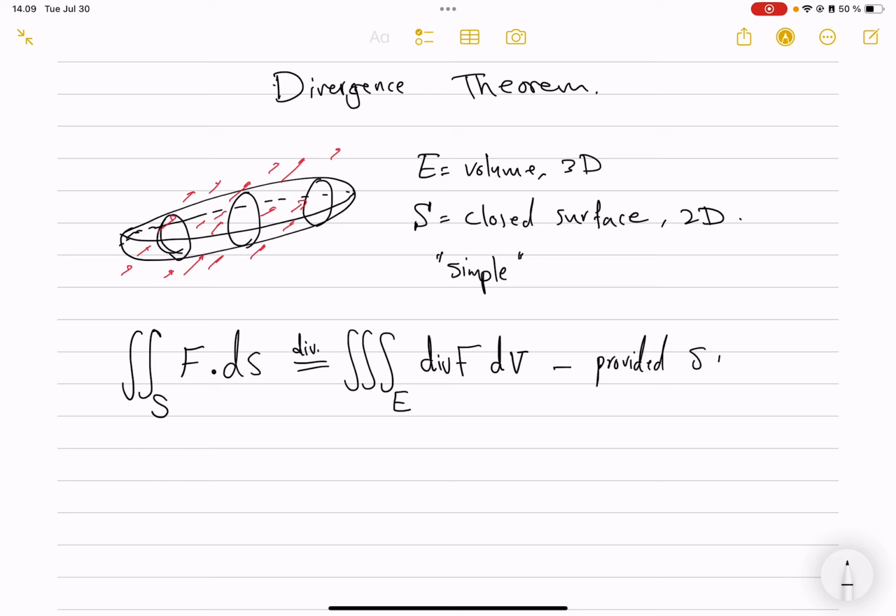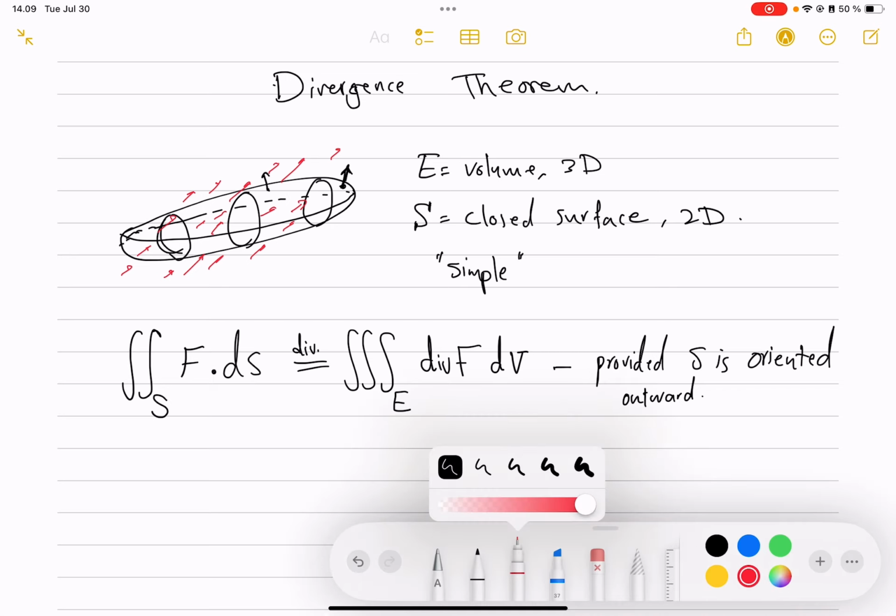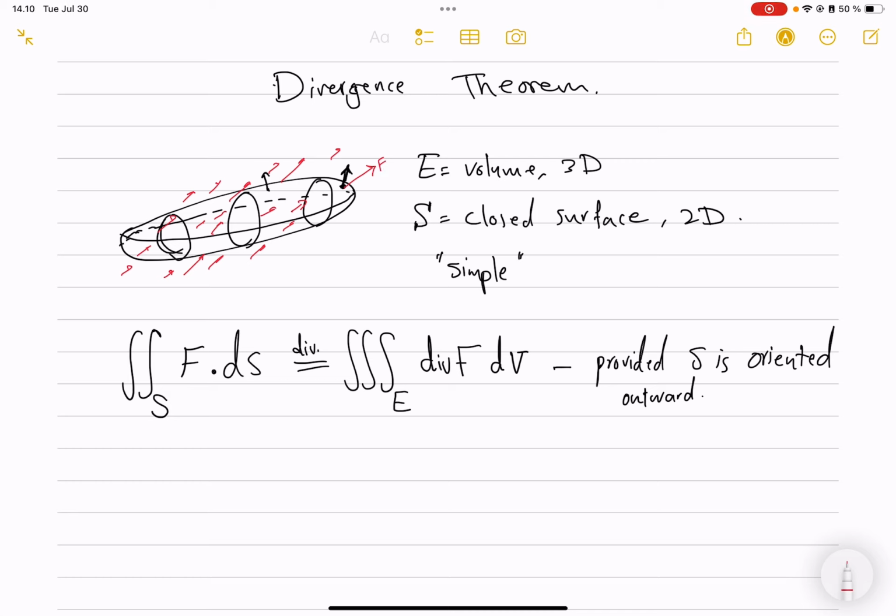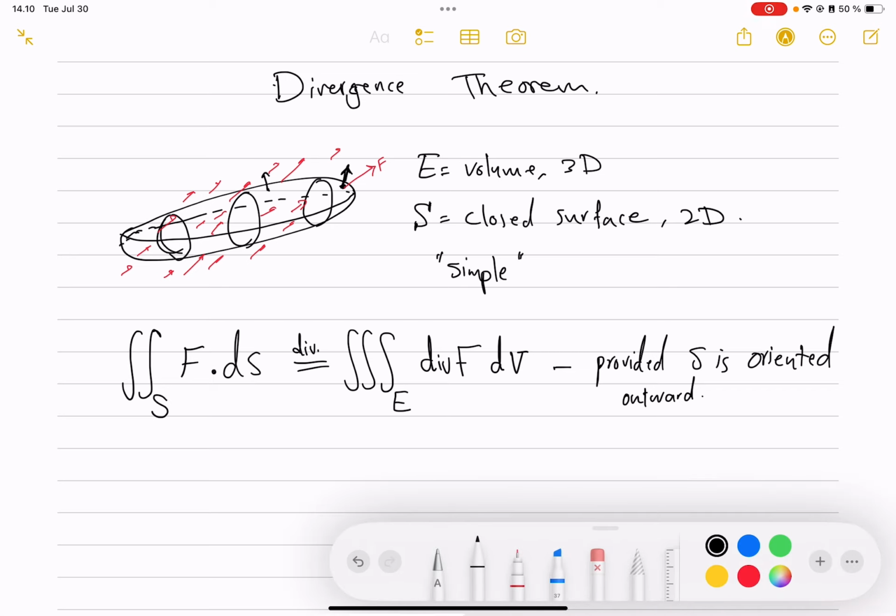I must say here that this holds provided S is oriented outward. Here also it's assumed that this surface is orientable, and that for the orientation we choose the one that is pointing off the volume. So if you are on the surface, the normal you will pick will be this one, not its minus, at every point. So for the surface integral, what we do is we dot product this F with the normals, remember, and integrate. Yeah, that's all about the divergence theorem.